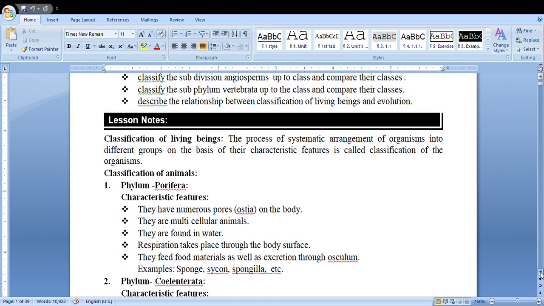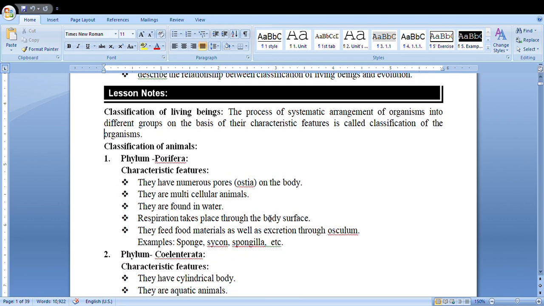First is classification of living beings. What is classification of living beings? It is the process of systematic arrangement of organisms into different groups on the basis of their characteristic features. And in the animal kingdom, under invertebrates, there are altogether 9 phyla. Singular is phylum, and the first phylum is Porifera.